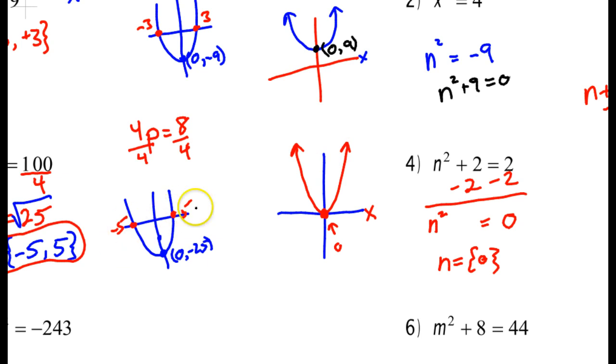So we have 3 types. We have 2 answers, which happens most of the time. We have the case where the vertex is also the x-intercept. That means there's only 1 answer. And then we have the case where there is no solution. It doesn't cross the x-axis, or you'd have to take a square root of a negative, which is impossible for you right now. Okay. So those are your 3 cases.